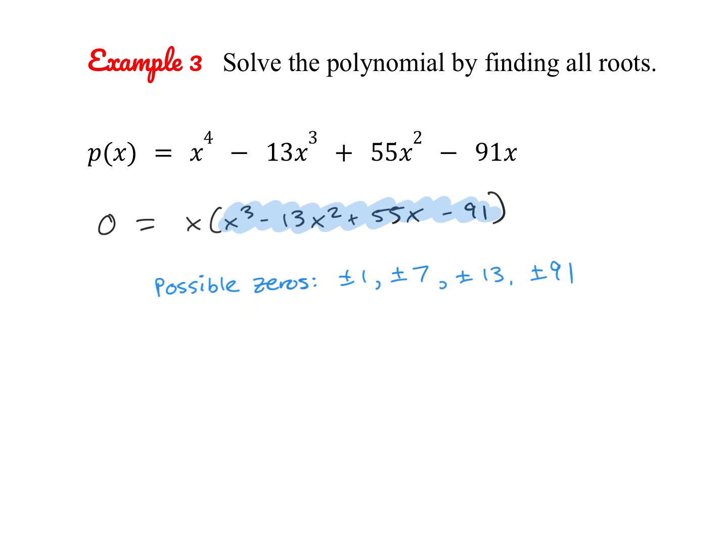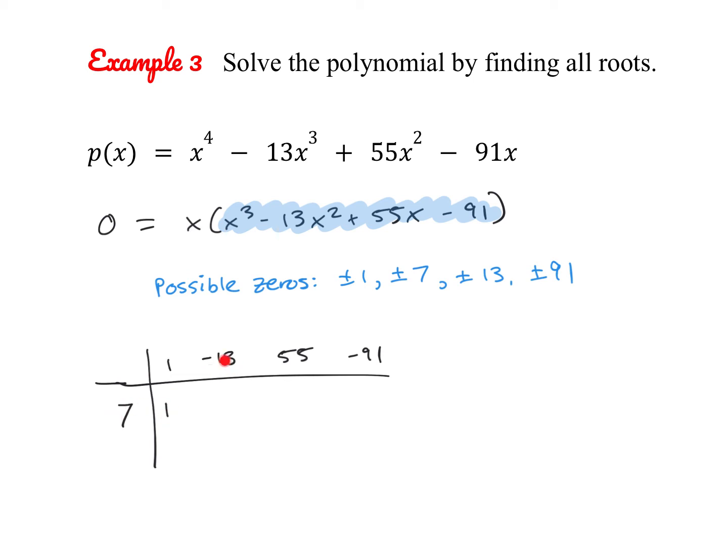So we are just going to start checking these with synthetic division. I'll set up my synthetic division here. And again, I'm just going to be using the coefficients from this reduced polynomial. So we have 1, negative 13, 55, and negative 91. So let's check 7. Drop your first number.